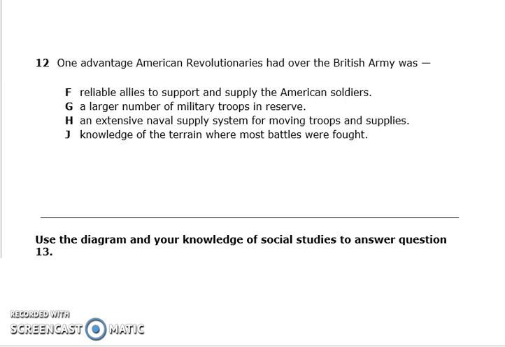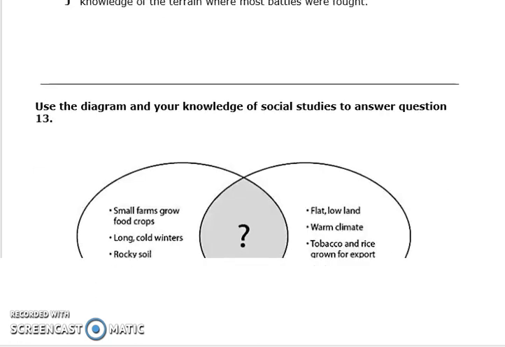Number 12. One advantage American revolutionaries had over the British Army was F. Reliable allies to support and supply the American soldiers. G. A larger number of military troops in reserve. H. An extensive naval supply system for moving troops and supplies. J. Knowledge of the terrain where most battles were fought.